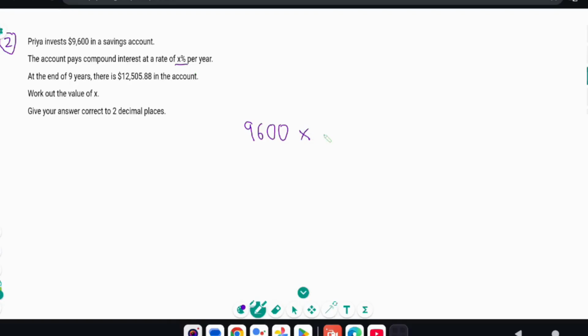Okay, so our multiplier again, we don't know, but it's the power 9 because it's for 9 years. And at the end of the investment, we get 12,505.88. So we need to reverse back to find M first. So let's divide both sides by 9,600. Gives us 1.302969. Ninth root to find M.